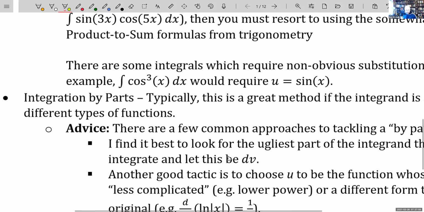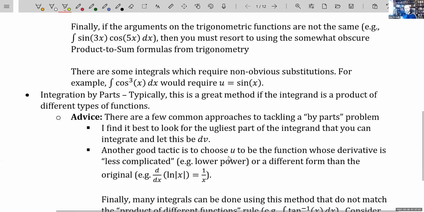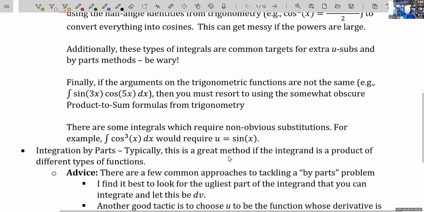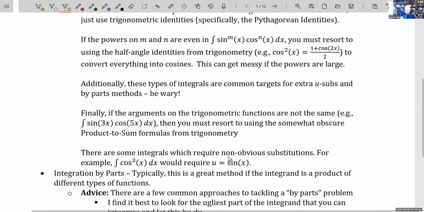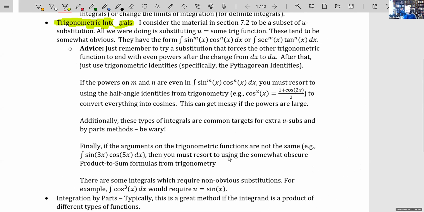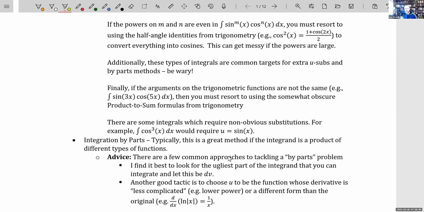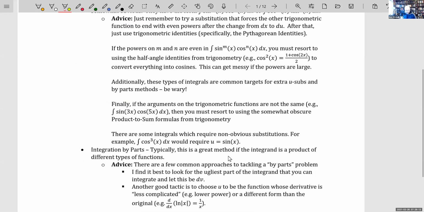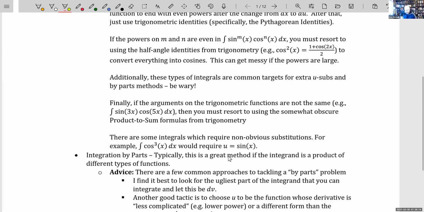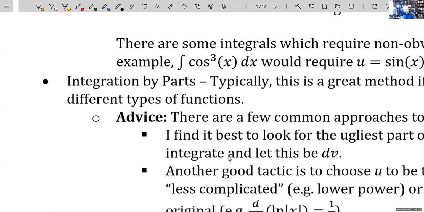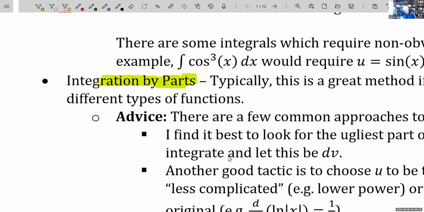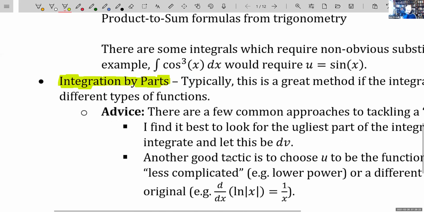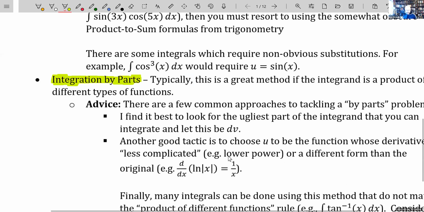And then we learned integration by parts. And actually, we learned integration by parts prior to learning the trigonometric integrals. It's just that because I think of trig integrals as specialized u subs, I lump them into a conversation about u substitution. So that's why it's right after u subs. But integration by parts, that's a really powerful technique. It's almost the last technique I go for, though, to be honest with you. Typically, this is a great method if the integrand is a product of different types of functions.